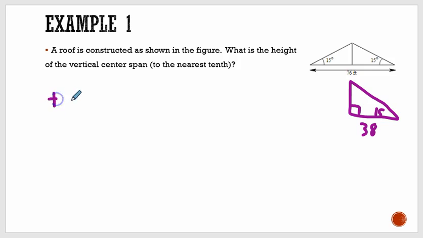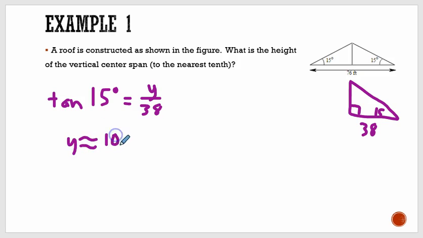So in this case, I'm going to be using tangent of 15 degrees. And then that will equal our height that we're looking for, divided by the adjacent side, the base of our triangle, of 38. And then if we multiply both sides of the triangle by 38, we should get, rounded to the nearest tenth, approximately 10.2.